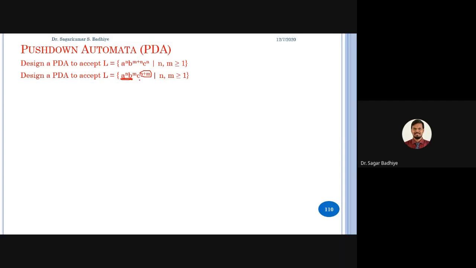Right. So when you start reading C, this indicates that you should not read B and A again. So you will change the state, and in that new state you will pop all the A's for the C's. At the end, again you will get the configuration epsilon, Z0.